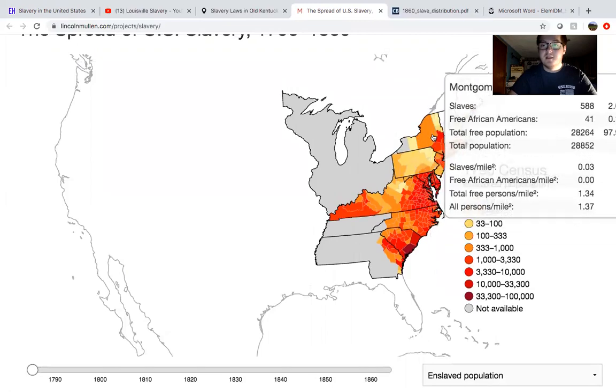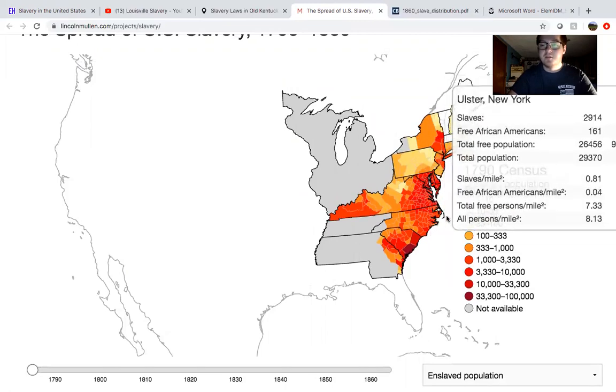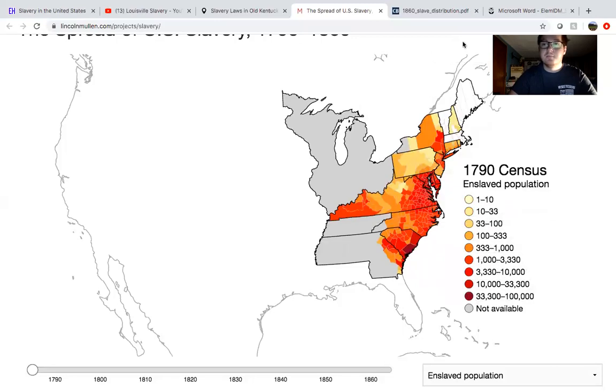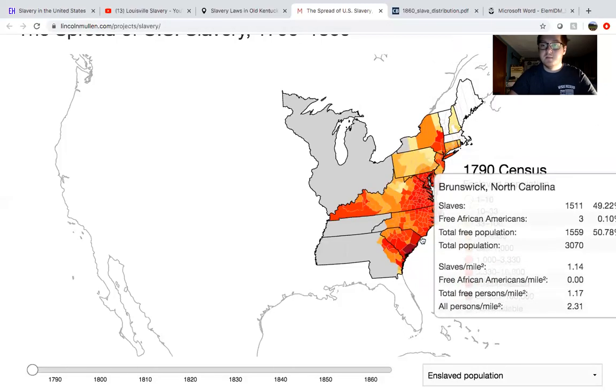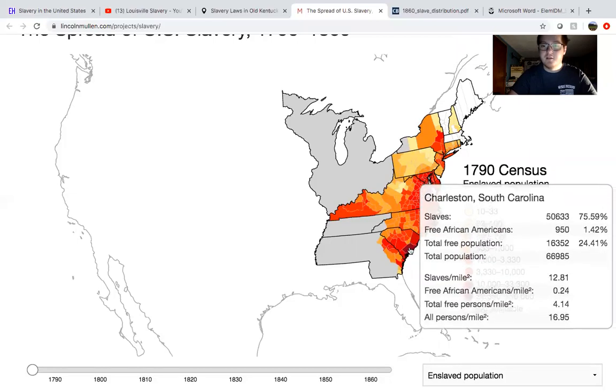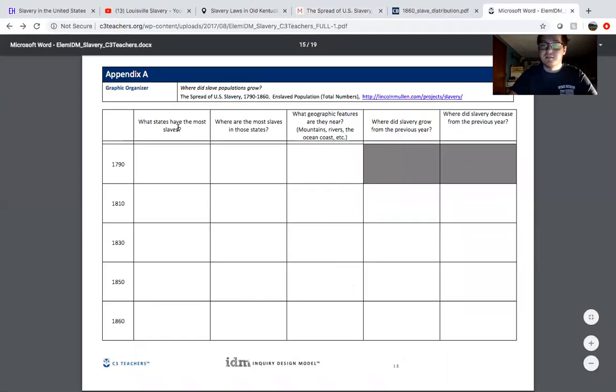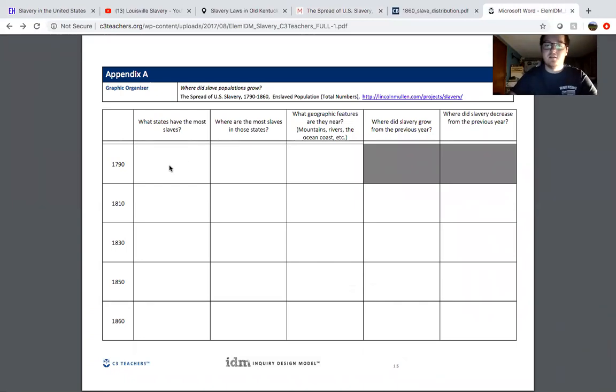Let's look at another one. Pennsylvania, really not that much. We see a couple of dark spots. Mainly probably in that one, Virginia, North Carolina. Maybe South Carolina also has a lot, so you could put that one in there too. Make sure you don't just put one state because it's asking what states have the most slaves. So South Carolina, Virginia, and North Carolina on this one.